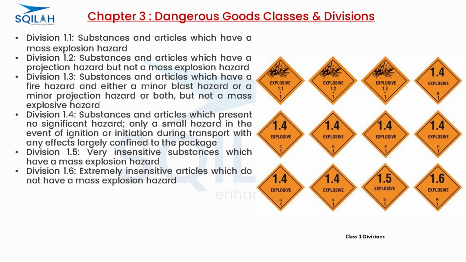Division 1.4, Substances and Articles which present no significant hazard, only a small hazard in the event of ignition or initiation during transport, with any effects largely confined to the package. Division 1.5, Very insensitive substances, which have a mass explosion hazard. Division 1.6, Extremely insensitive articles, which do not have a mass explosion hazard.